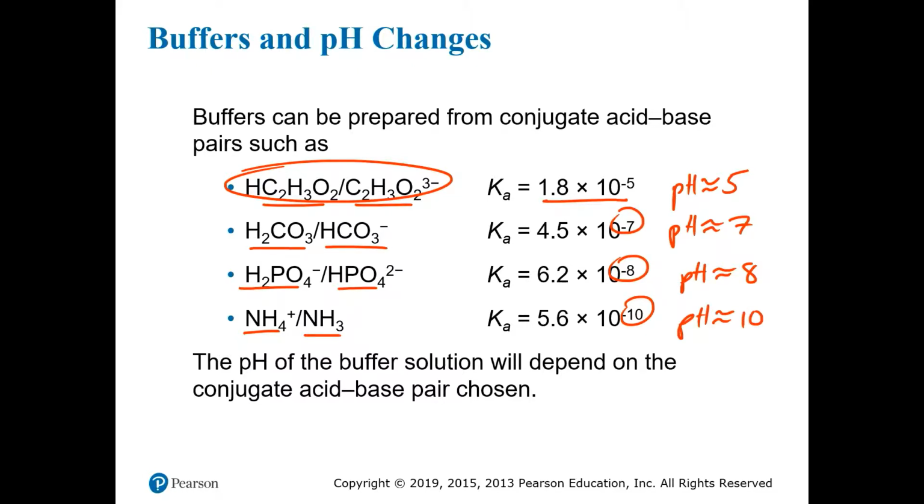As you can see, these examples run the range from acidic buffers like acetic acid acetate to neutral buffers like carbonic acid carbonate to basic buffers like these last two.